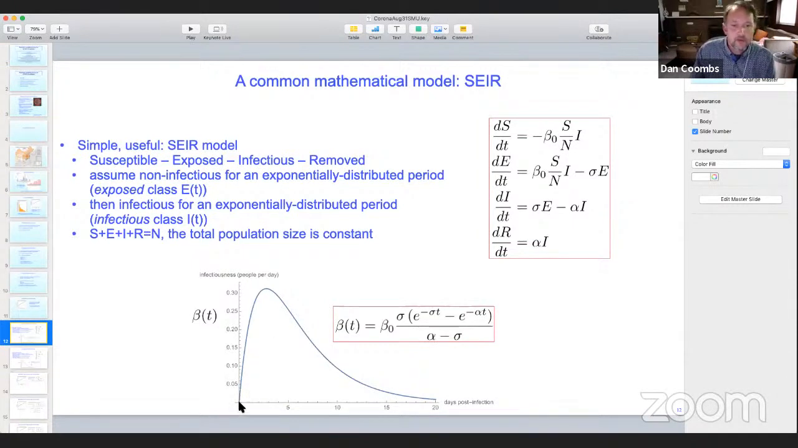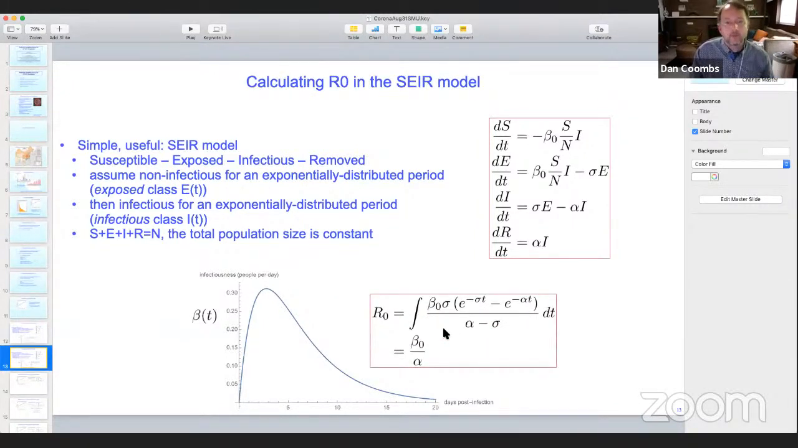So the model here is essentially that the infectiousness of a person who just moved into the exposed category will grow and then peak on some day, and then decline. So the distribution of infectiousness of a person who was infected on day 0, who entered the exposed class on day 0, looks something like this, and we can calculate this, and it's a difference of exponential functions.